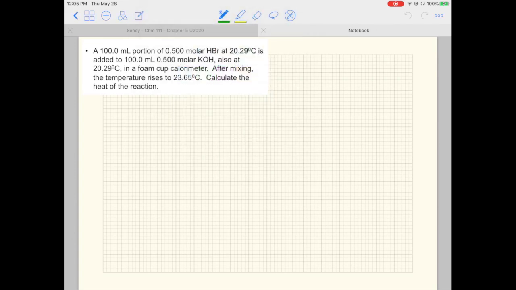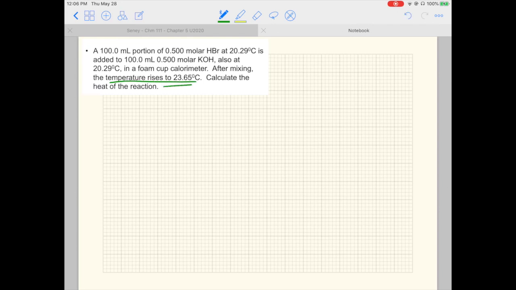So for the first problem, a 100 mL portion of 0.5 molar HBr at a certain temperature is added to KOH at the same temperature in the foam cup. This is much like what we did in lab when we added hydrochloric acid and sodium hydroxide. After mixing the two, the temperature, very important, rises.